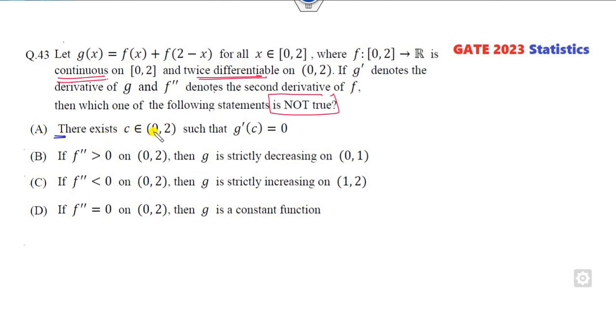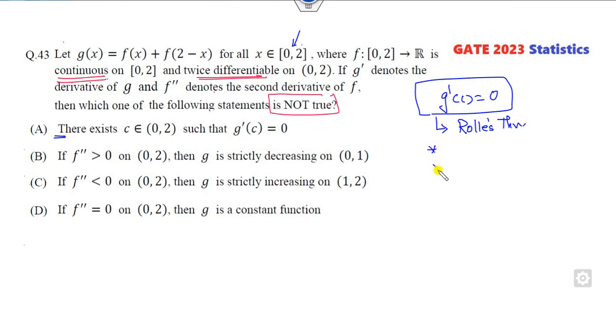There exists a c in the open interval (0,2) such that g'(c) equals 0. Do you think any result in mathematics relates the derivative to being 0? Yes, this is Rolle's theorem. So what do you have to prove for Rolle's theorem? You have to prove that g is continuous on the closed interval [0,2] and g is differentiable on the open interval (0,2), which is given to you.